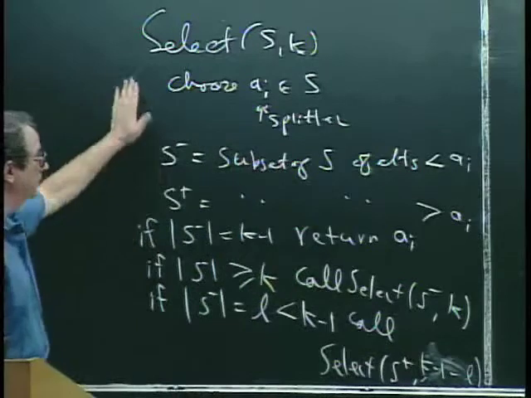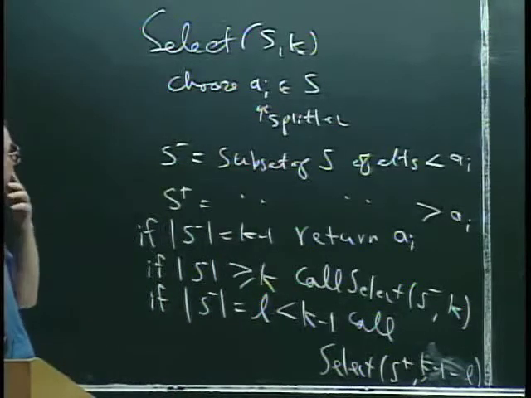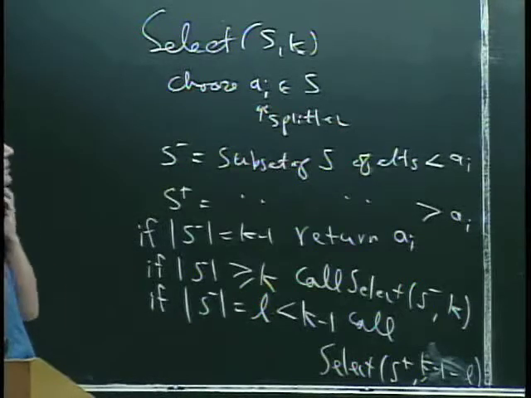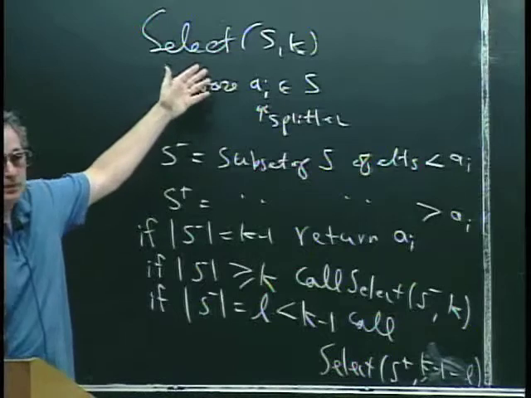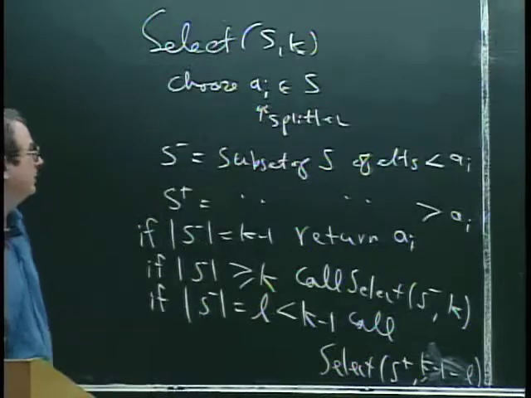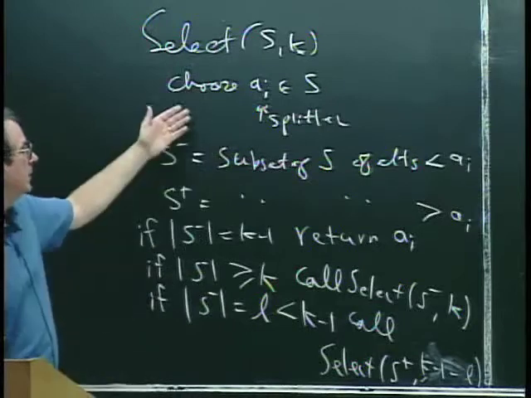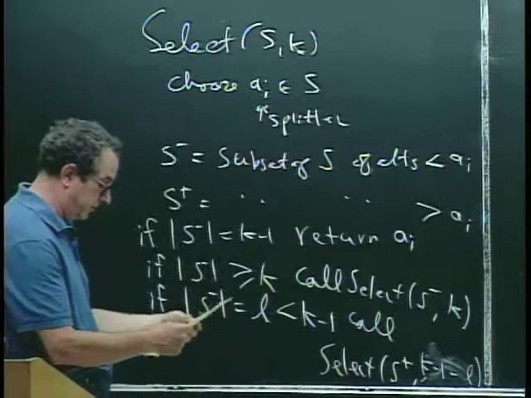Okay, so that was the algorithm, and last time it is clear that it's correct, except of course that we don't have a termination condition. So something up here, when the size of S is small, do something obvious to find the kth smallest. But otherwise, this is the recursive structure of the algorithm.